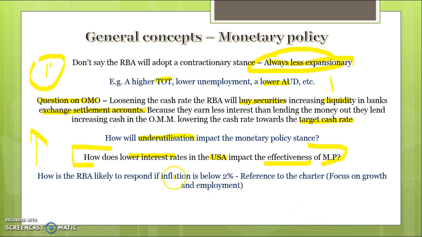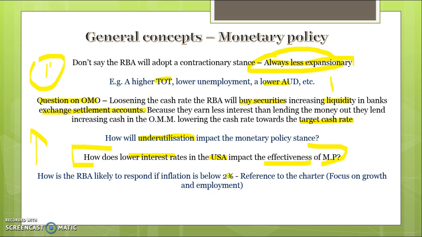And how is the RBA likely to respond if inflation is below 2%? Okay, when you get questions like this, a lot of people are saying they want to increase demand or they want to increase inflation because our goal is 2 to 3%. That's true, but basically it's more relevant to the other things in the charter. So if inflation is below 2%, the RBA is unlikely to be concerned with inflationary pressures and are therefore more likely to be focusing on other goals within the charter.